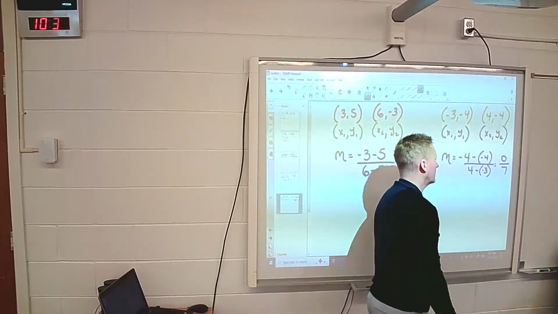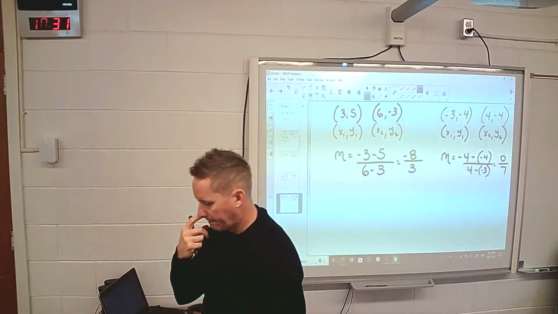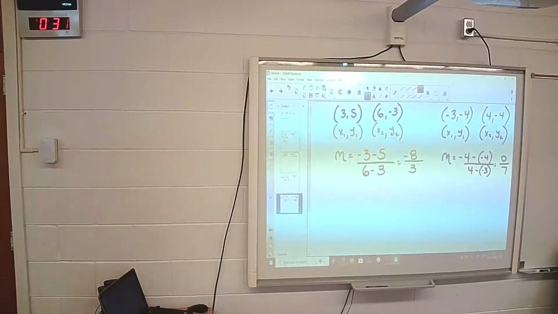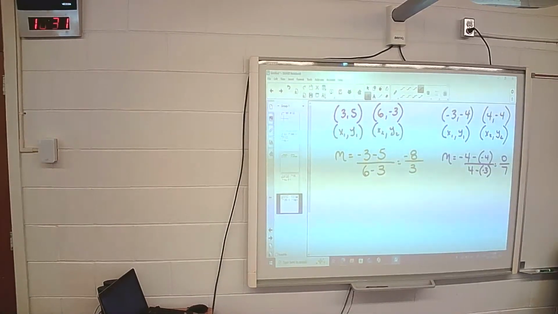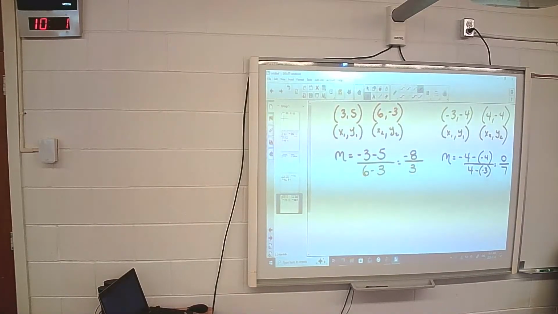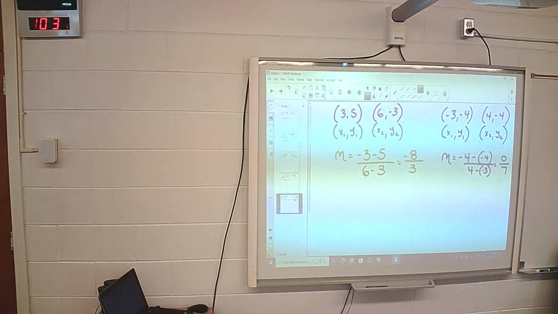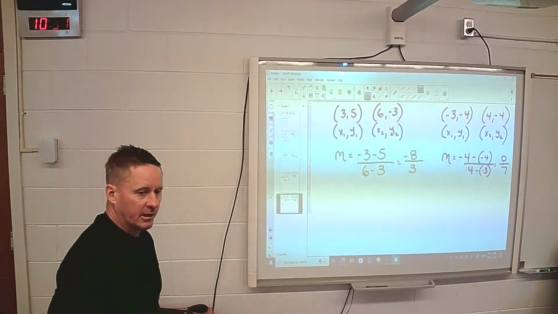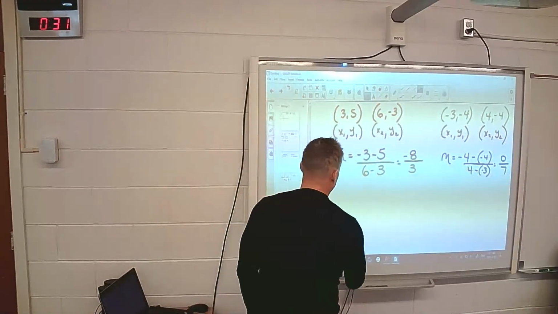So what kind of line am I looking at here? Very good. The slope of this graph is 0, which means it doesn't go up or down, but it does go left or right. That is a horizontal line. So far, so good?